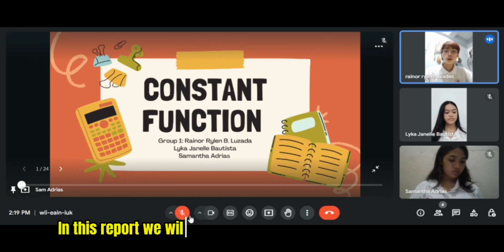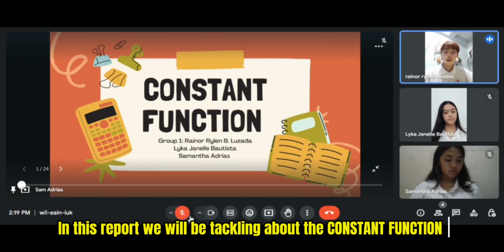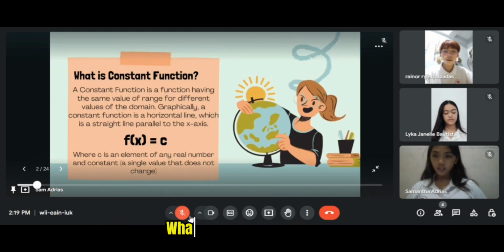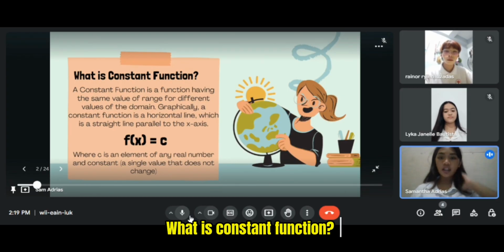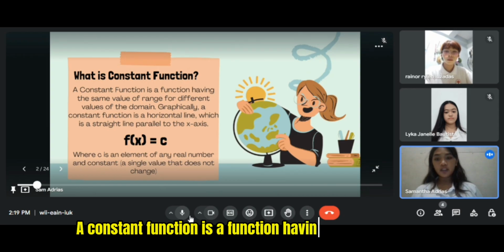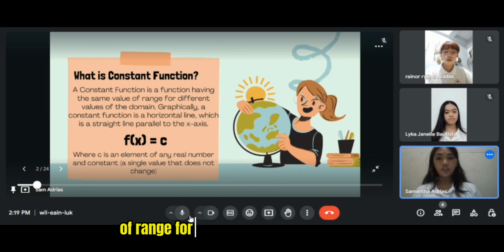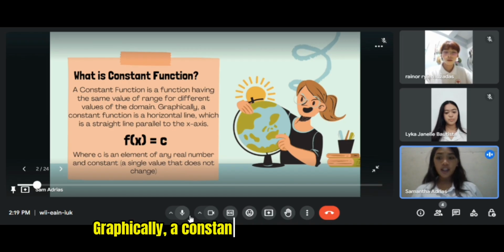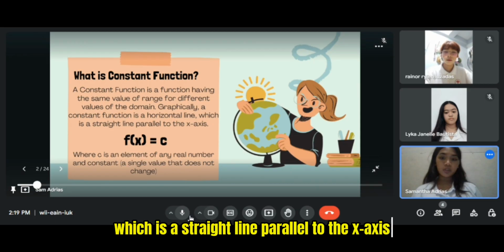In this report, we will be tackling the constant function. You may be wondering, what is a constant function? A constant function is a function having the same value of range for different values of the domain. Graphically, a constant function is a horizontal line, which is a straight line parallel to the x-axis.